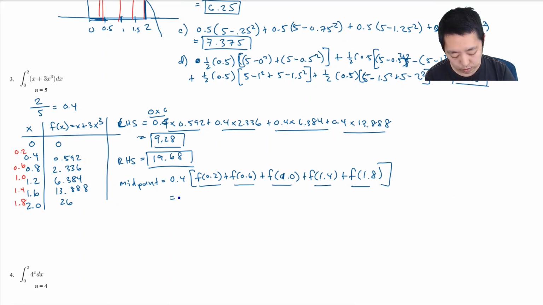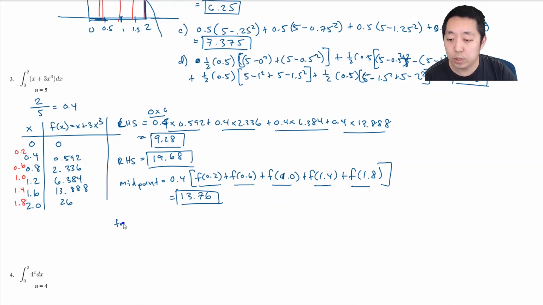So it's going to be u plus 0.6 plus 0.6 cubed plus 1, and then 1.4, and then 1.8. I get 13.76. So you see the midpoints between these two.